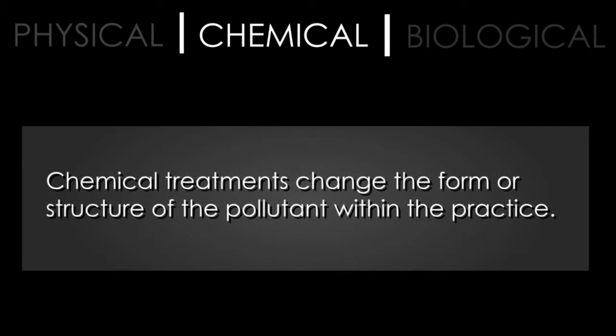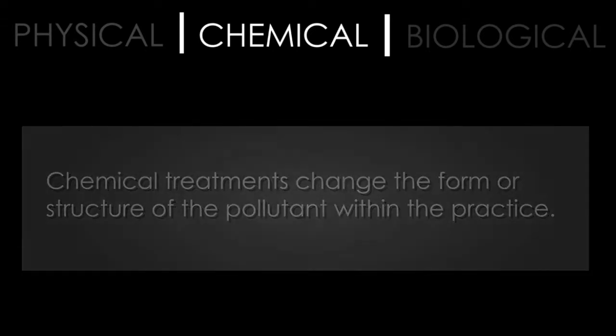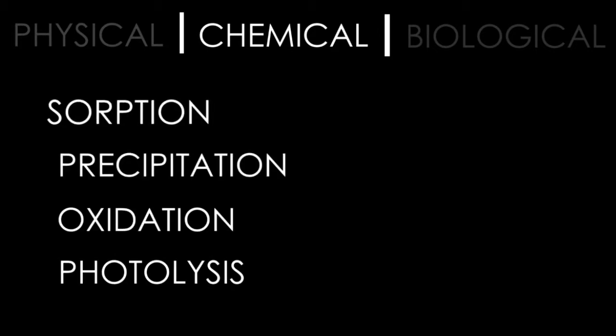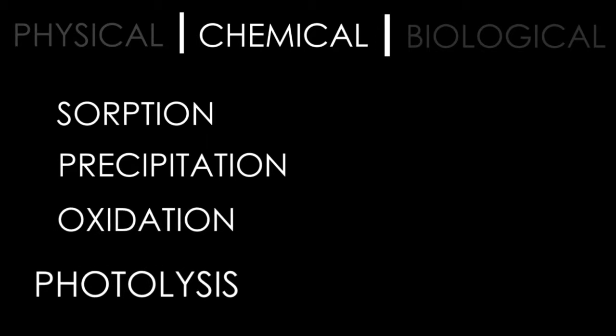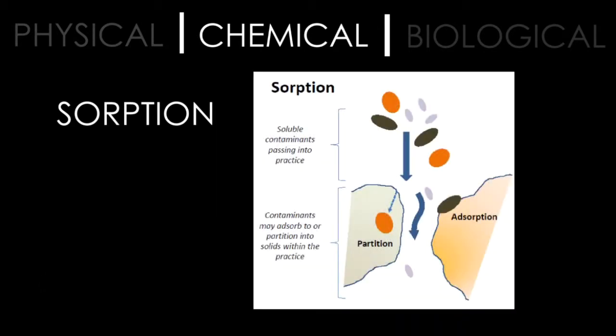Chemical treatment changes the form or structure of the pollutant within the practice. In many cases, the pollutant is converted to a form that can be retained within the practice itself, or converted to another form that poses less harm and can go downstream with runoff. Some examples of chemical processes include sorption, precipitation, oxidation, and photolysis. The process of sorption is shown in this diagram.